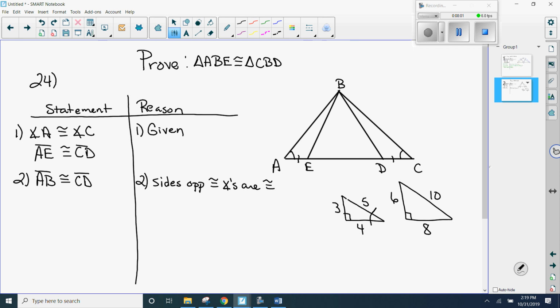Would you agree that these 2 angles are congruent to each other? Yes, they are. But are the sides opposite of them equal to each other? No, they are not. Similar triangles have congruent angles, but the sides are proportional to each other.